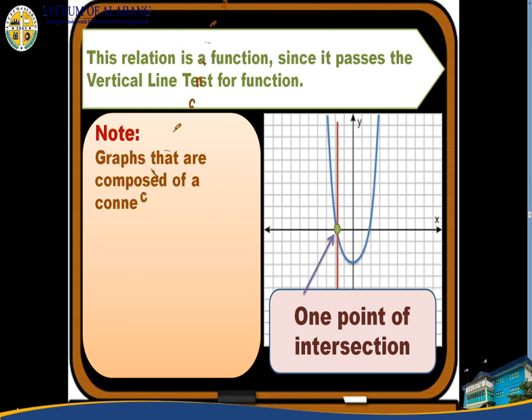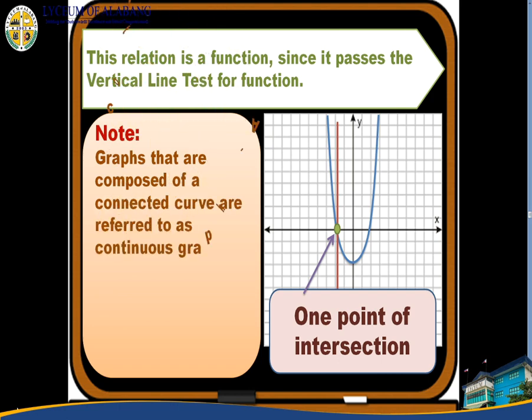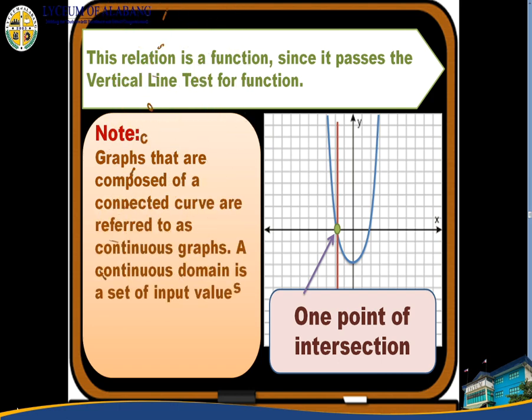Note, graphs that are composed of a connected curve are referred to as continuous graphs. A continuous domain is a set of input values that consists of all numbers in an interval.